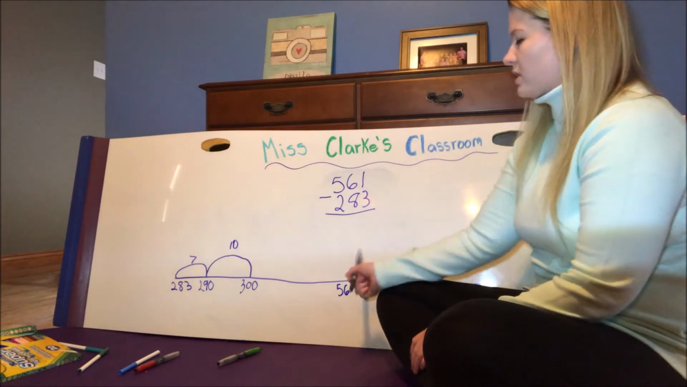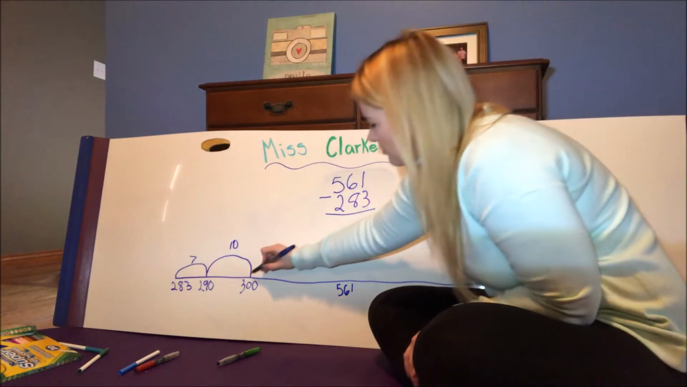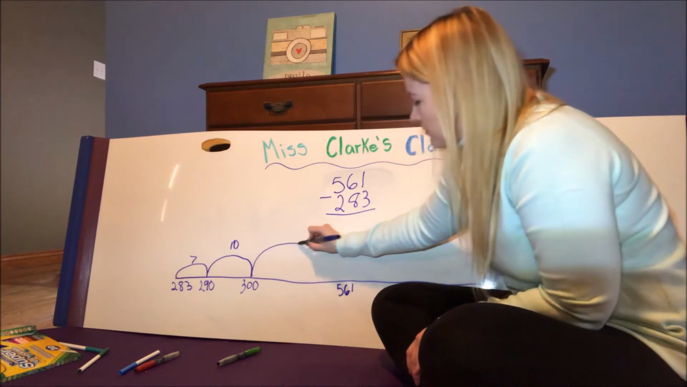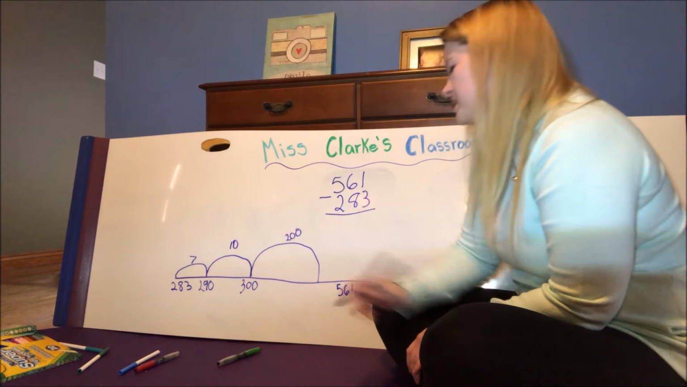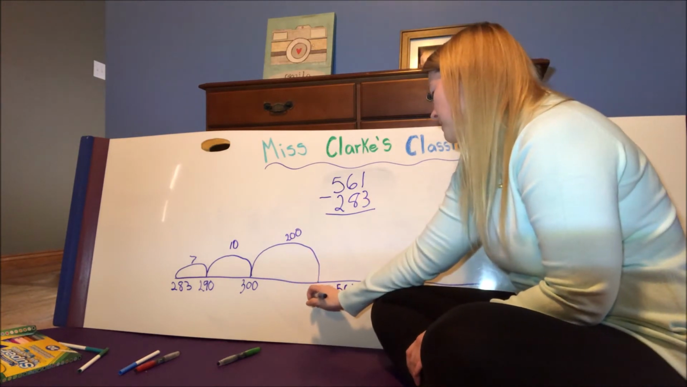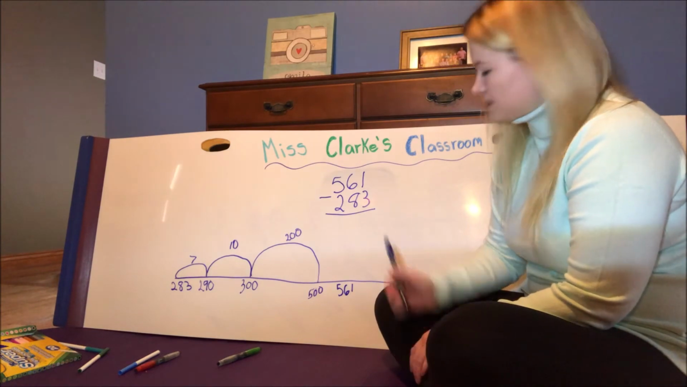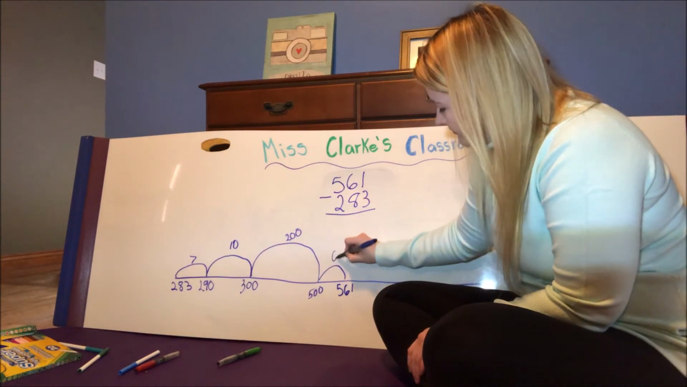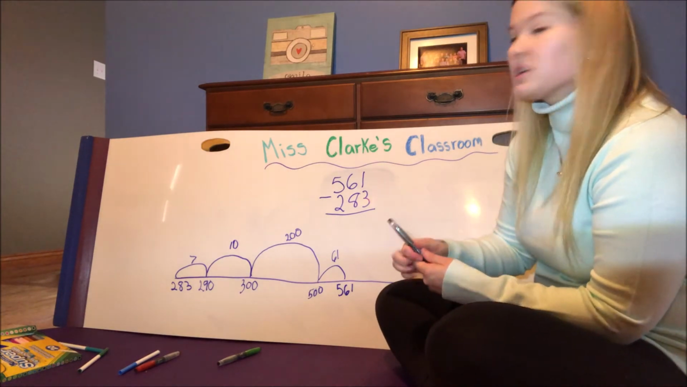Still got a ways to go to get to 561. So now I'm gonna jump a really big jump. I'm gonna jump 200, because 300 and 200 puts me at 500. Then I know I just need to jump 61. And then I'm there.